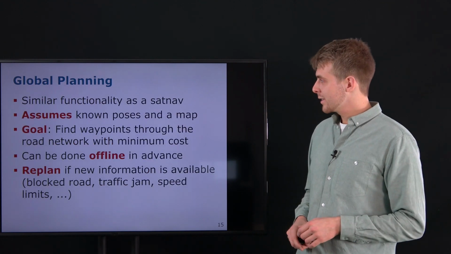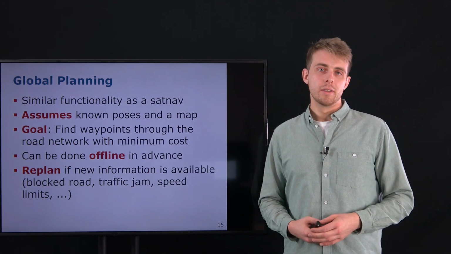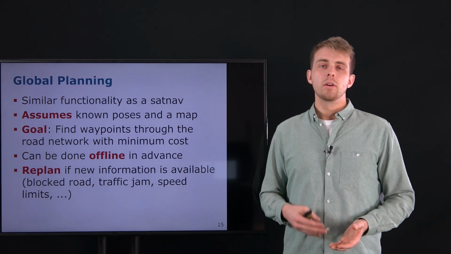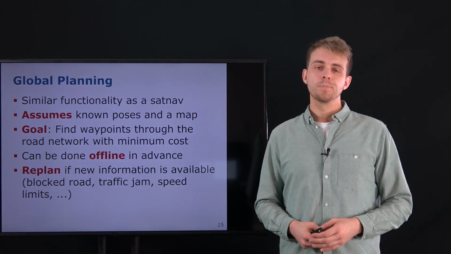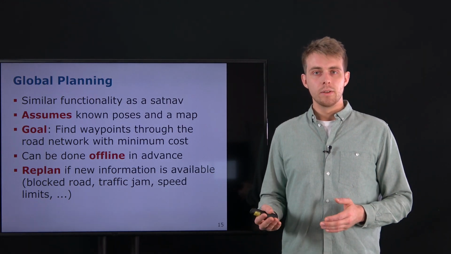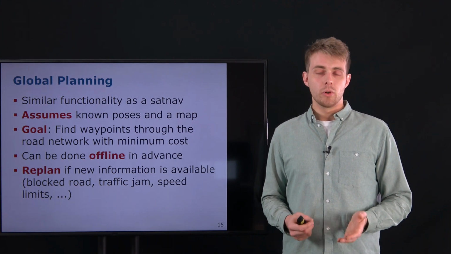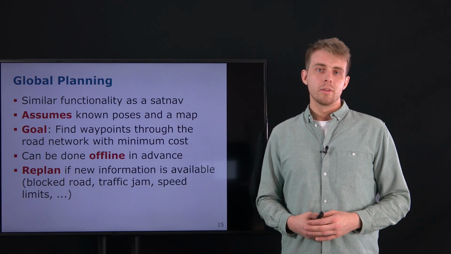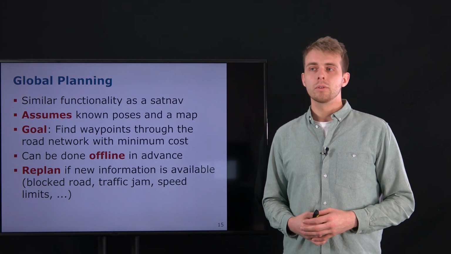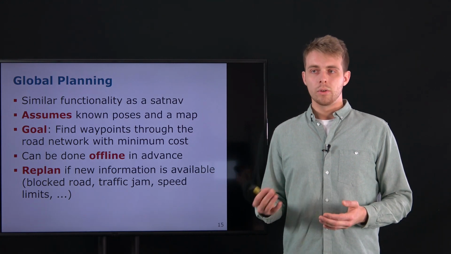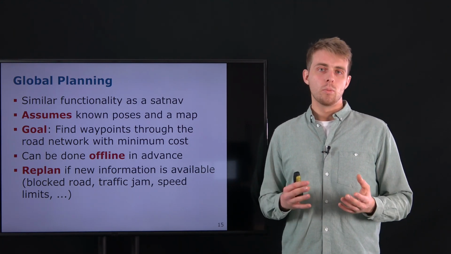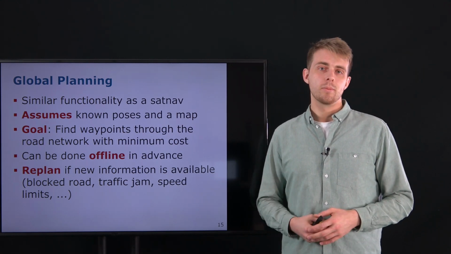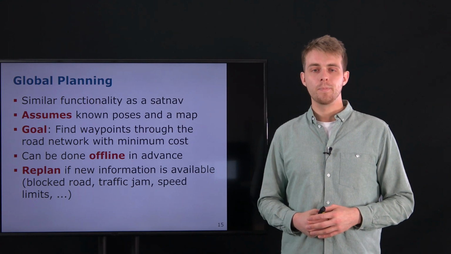So I already mentioned this comparison. The global planning is similar to a satellite navigation system. So we assume that we know where we are and we know what the overall map looks like. And the goal is to find this list of waypoints with the minimum cost. So in advance, we need to specify what requirement the final path should have. So either a very short one or a fast one. So we can combine different costs and objectives in order to get the best path, which is then defined as the path with the minimum cost.